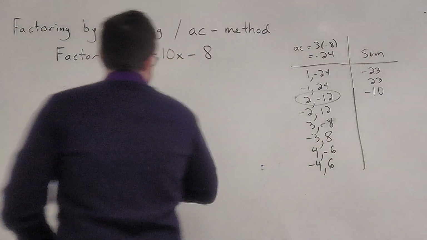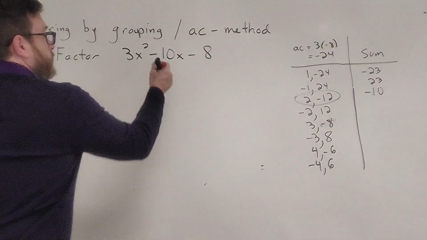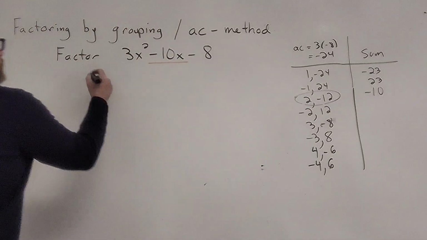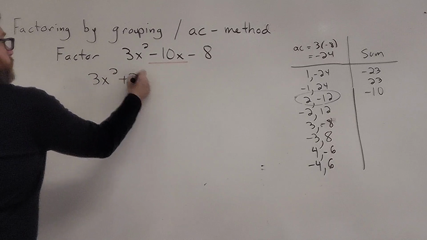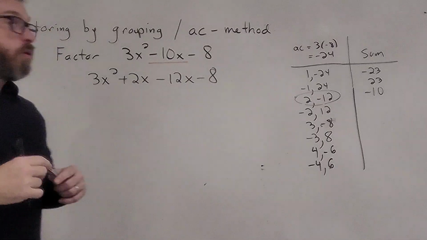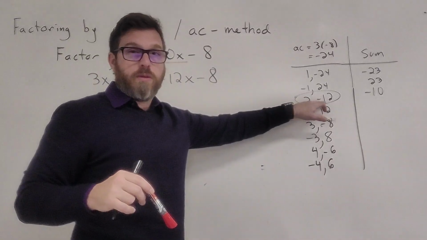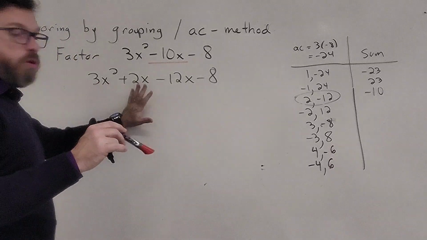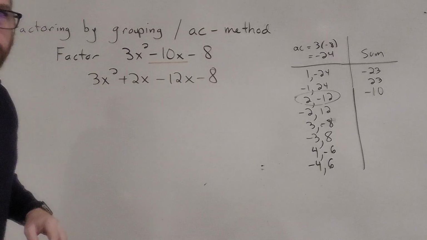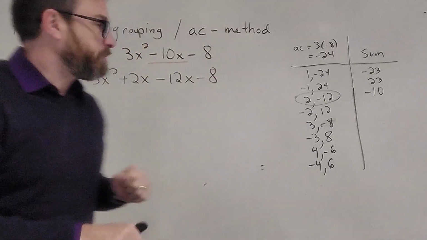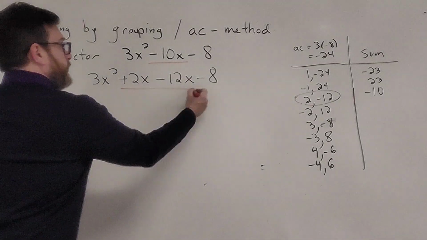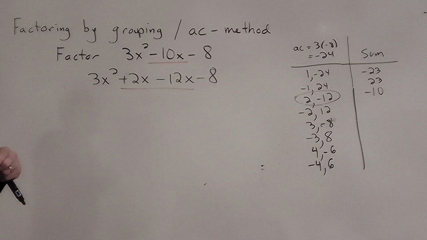All right, so what I have to do is rewrite this negative 10x into plus 2x minus 12x. So this is going to become 3x squared plus 2x minus 12x minus 8. And the order doesn't matter. If you had a negative 12 and a positive 2, it'll still work out, and I can show you if I remember this example. But order didn't matter. It'll still factor to become the same thing, except your binomials will just be switched. Okay, so this I can see is that negative 10x. These two polynomials are equal.